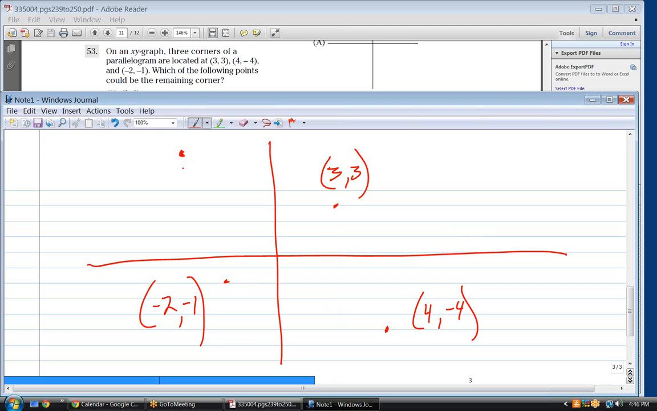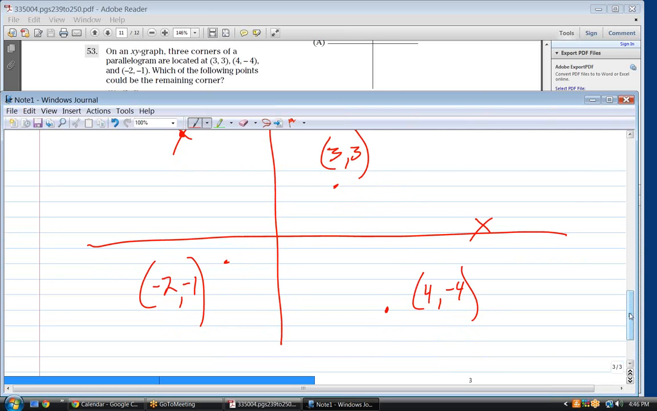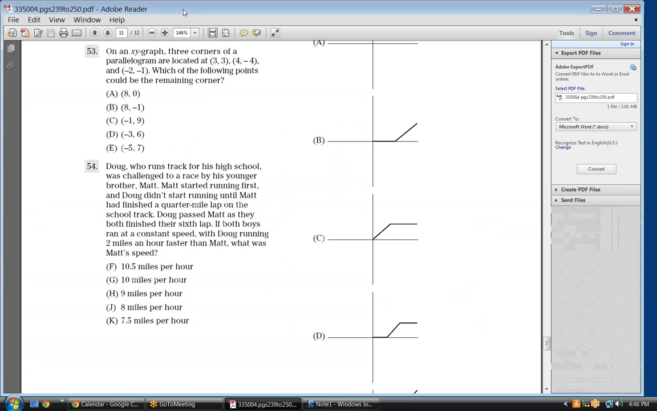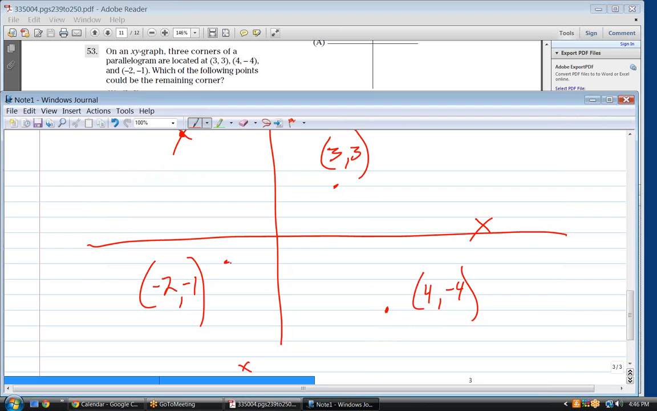I could have a point up there. That makes a parallelogram. So let me mark these possible points with X's. I could have a point up there. I could have a point over there. And I could have a point way down here. Each of those 3 X's would make a parallelogram. Let's look at the possibilities and see if any of them match.